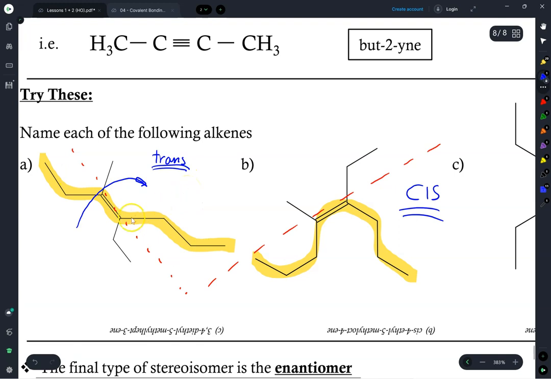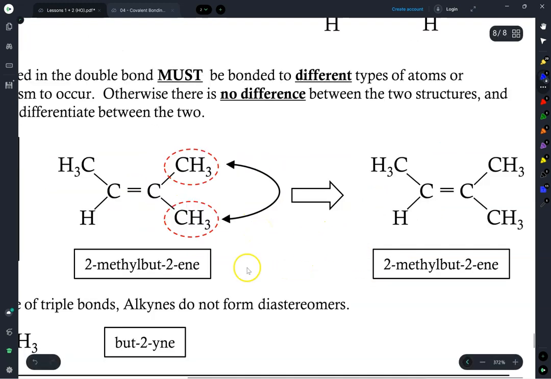Okay, so for our course, there will be only one double bond, and it'll either be cis or it'll be trans, so you will not need to use the EZ method. Now, be careful. There will be some situations where you might think that there is cis-trans isomerism, but there actually is not. So take, for example, this one over here.